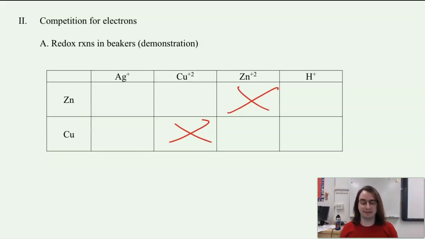So that's it. That is galvanic cells, also known as voltaic cells. That's it. We'll see you next time.